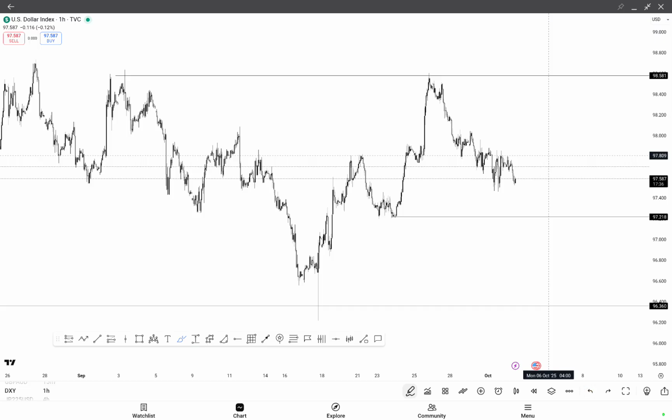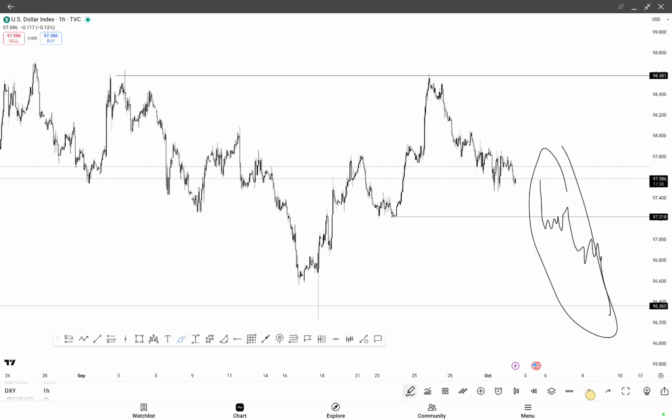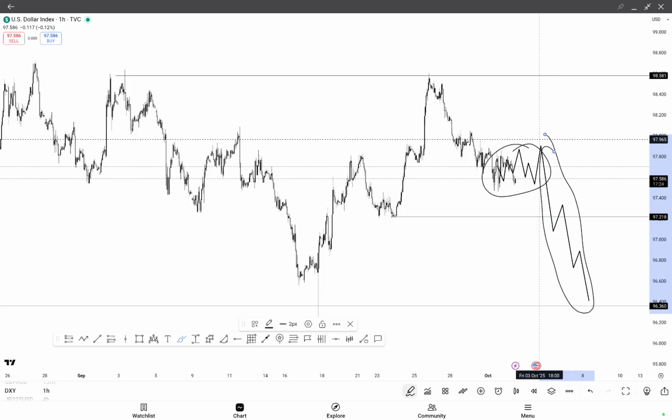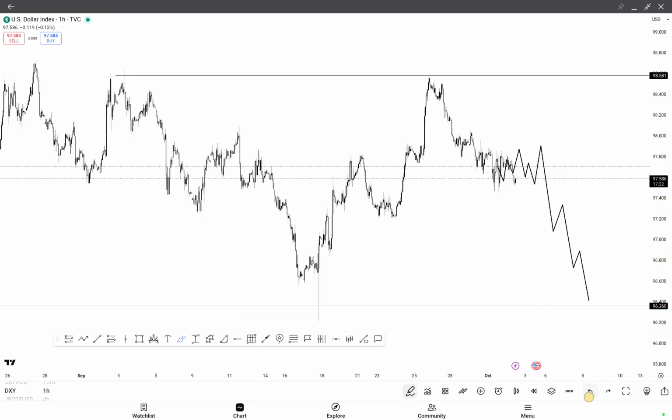Of course, we do understand as well that we could smash through this, create more continuation and continue lower. So then the sequence actually becomes a lot larger, and that's what we're really looking for, based on the weight of this move here, which could be pretty impulsive. So we can just wait and see how that evolves.